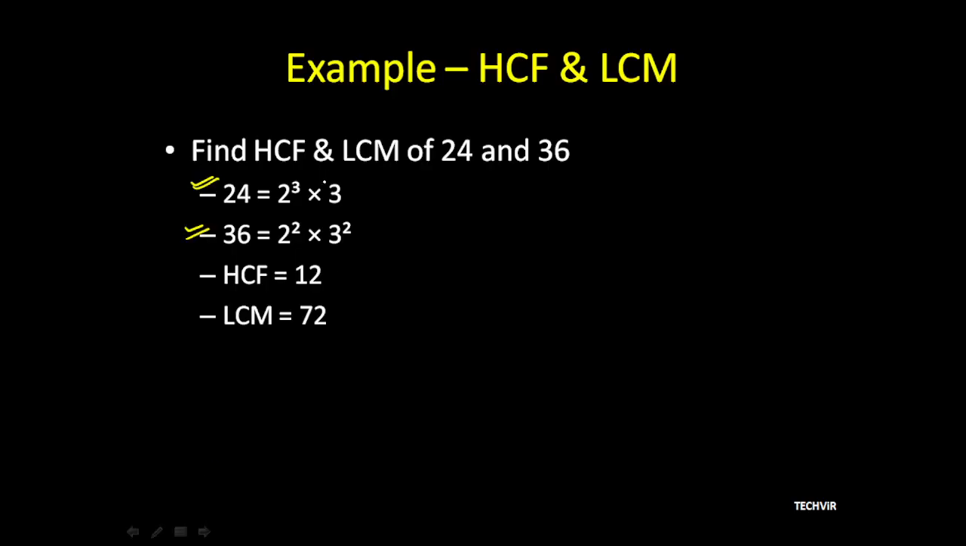Look at the prime factors of these two numbers. The common prime factors are 2 and 3. So what is the smallest power of 2 and 3 in the prime factorization? The smallest power of 2 is 2 squared, so we strike that out, multiplied by the smallest power of 3 in both factorizations, which is 3 to the power 1. So 2 squared into 3, that means 4 into 3, which is equal to 12. So 12 is the HCF of this.